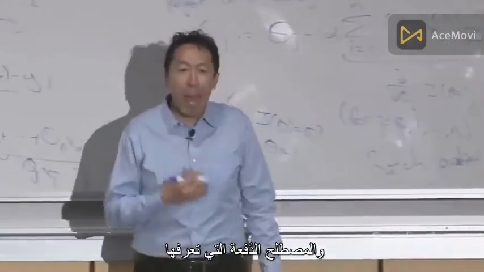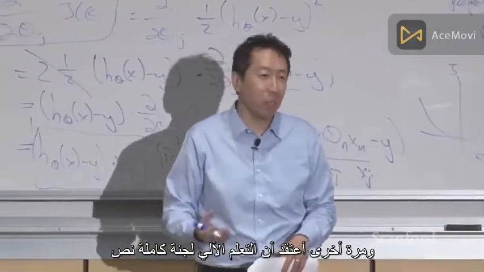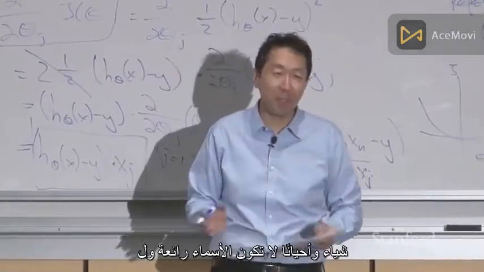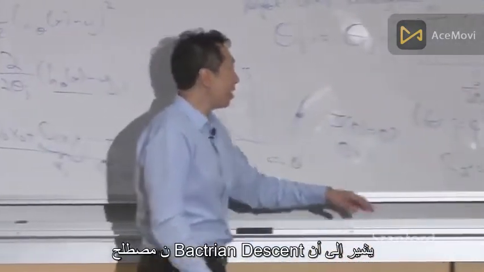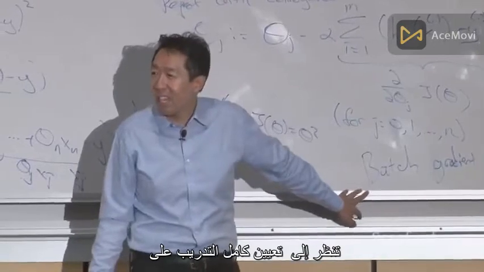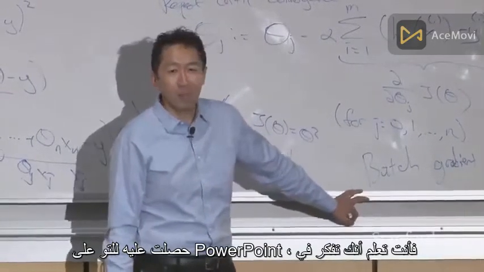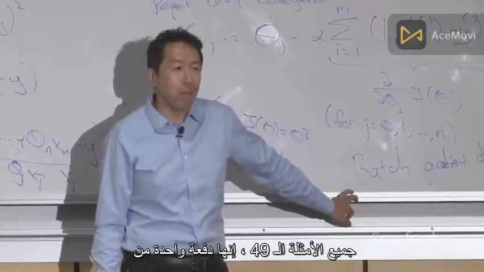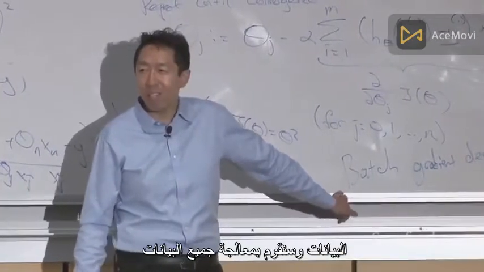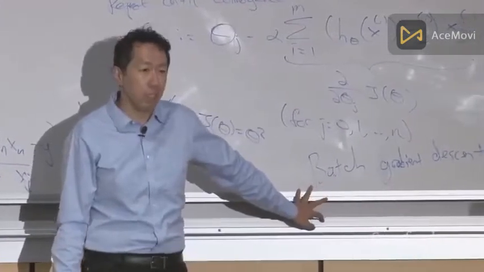Right. And the term batch, you know, and again, I think in machine learning, a whole community, we just make up names for stuff, and sometimes the names aren't great. But the term batch gradient descent refers to that you look at the entire training set, all 49 examples in the example I just had on PowerPoint. You think of all 49 examples as one batch of data, and we're going to process all the data as a batch. So hence the name batch gradient descent.